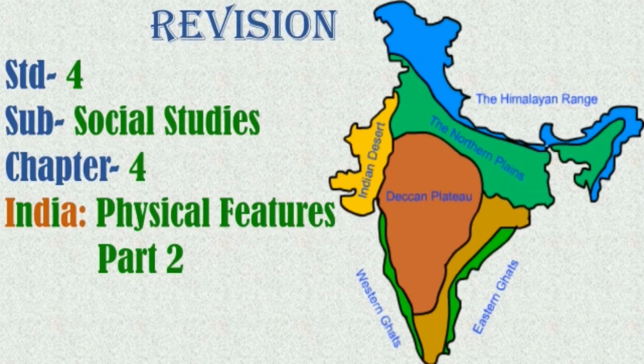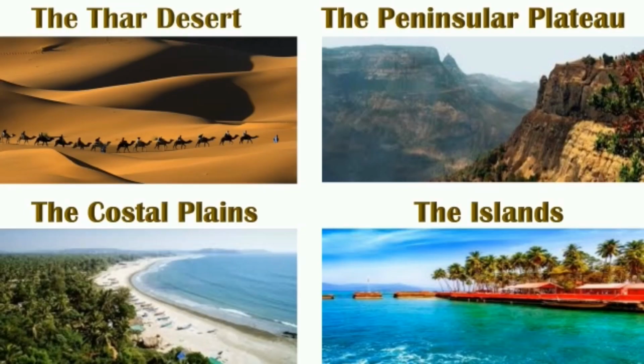In today's session, we are going to revise Chapter 4, India Physical Features Part 2. Let's revise. In this chapter, we have learnt about the Thar Desert, the Peninsula Plateau, the coastal plains, and the islands.